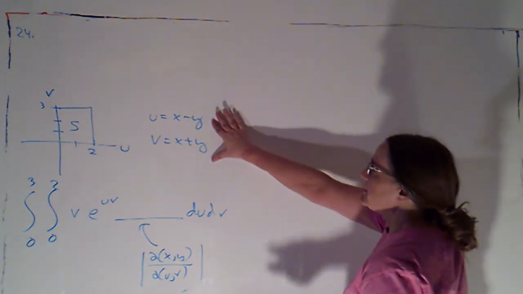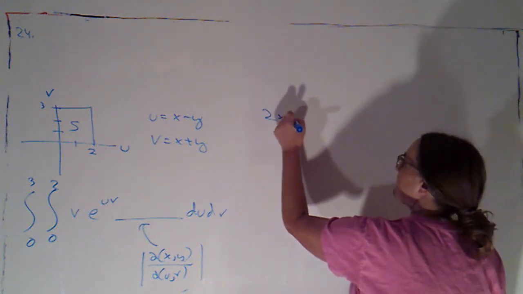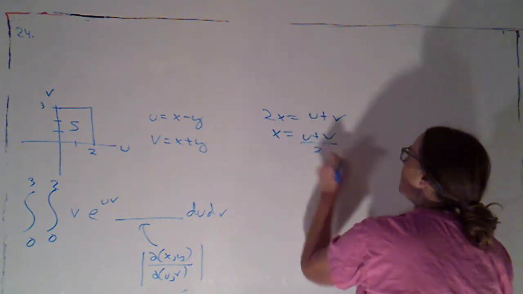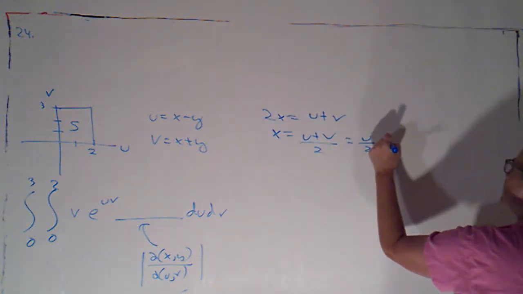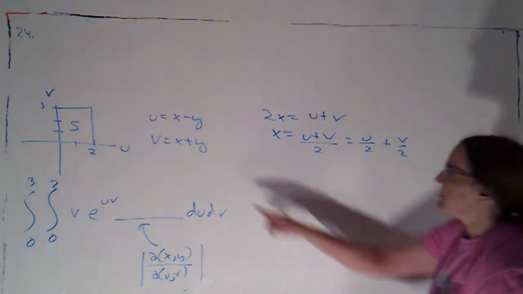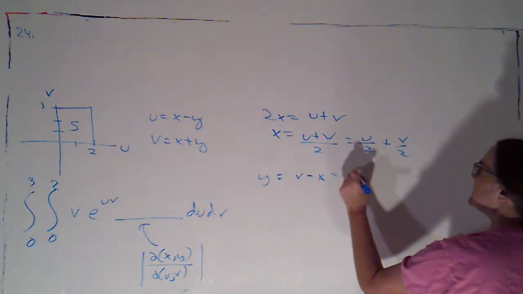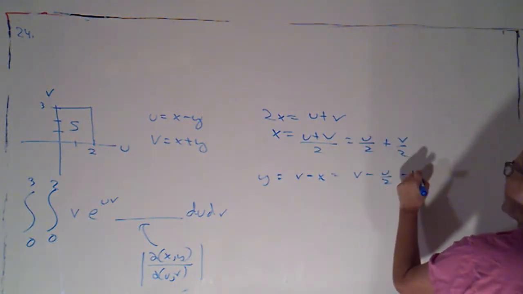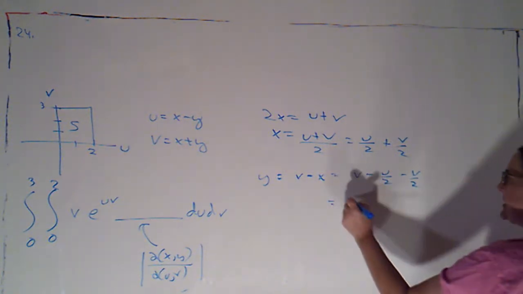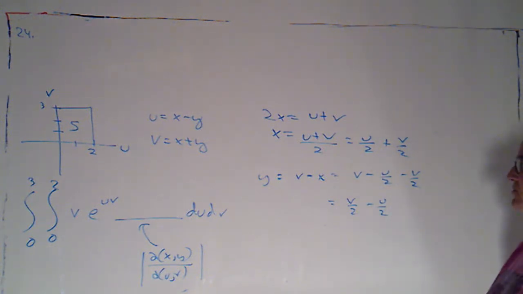All right, so if I'm trying to solve for x and y in terms of u and v, if I just add these, I get 2x equals u plus v. So x is (u plus v) over 2, and I'm just going to write that as u over 2 plus v over 2. Now, if I wanted to solve for y, y is v minus x. So that's v minus u over 2 minus v over 2. A whole v minus a half of a v is the other half of the v. So I get v over 2 minus u over 2.